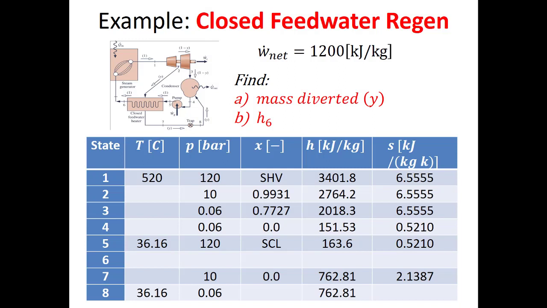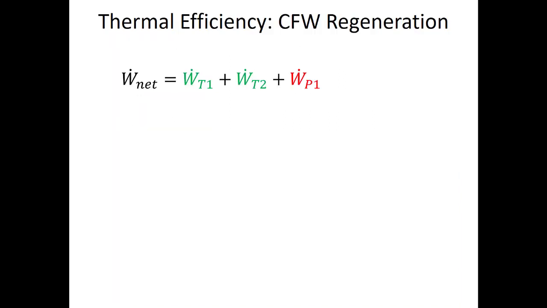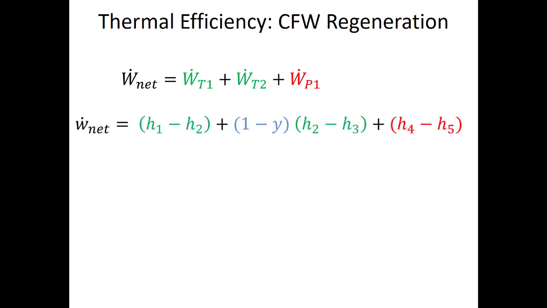And we can use that to find the diverted mass flow rate, right? So here, for this closed feedwater regenerative system, we already have an expression for net power. We know that there's 2 turbines and 1 pump. We derived this expression already. Basically, we have the total mass flow rate through the first turbine and the first pump, and the undiverted mass flow rate, that's m dot times 1 minus y, through the second turbine.